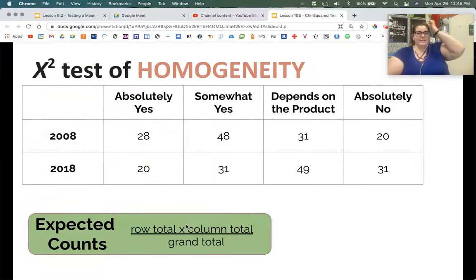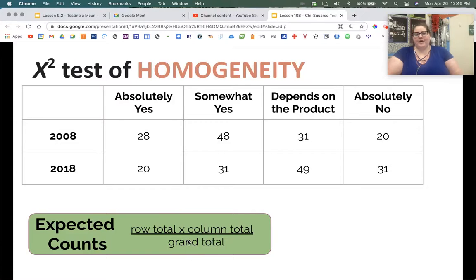Now, I'm not going to go into this on here. If you're curious, you can ask me about it. But where this comes from is the idea that if there was no relationship between year and opinion, then we would expect the proportions for absolutely yes to be the same for 2008, for 2018, and overall. So where this is coming from is looking at if the overall proportion of absolutely yes was the same as the 2008 proportion for absolutely yes, this is what it would have to be. So that's where it comes from.